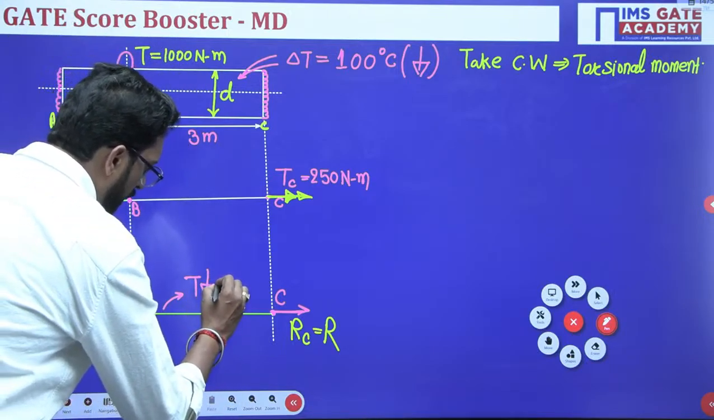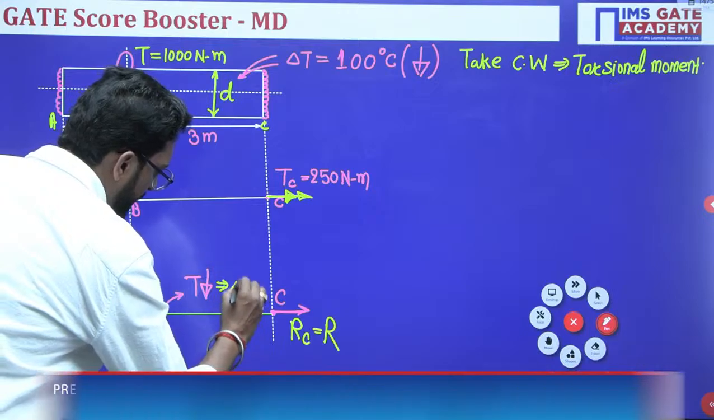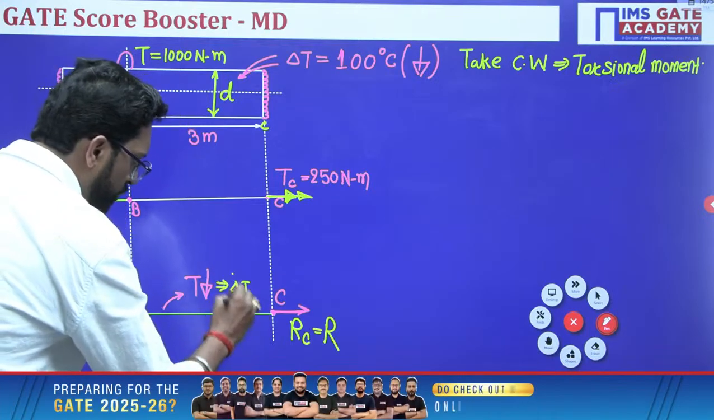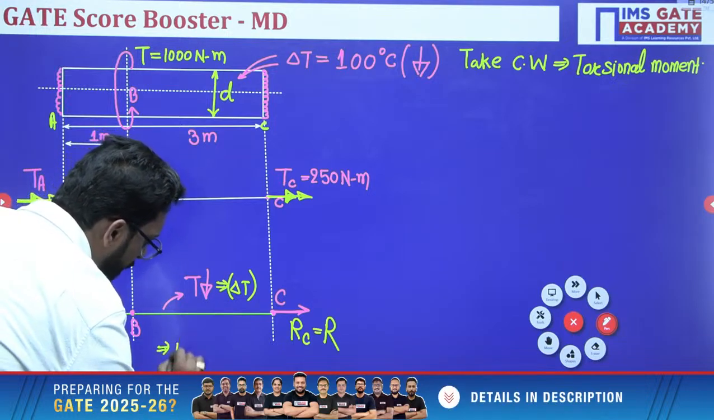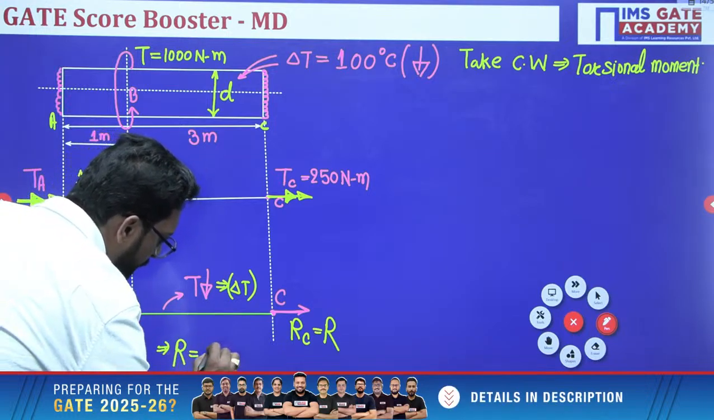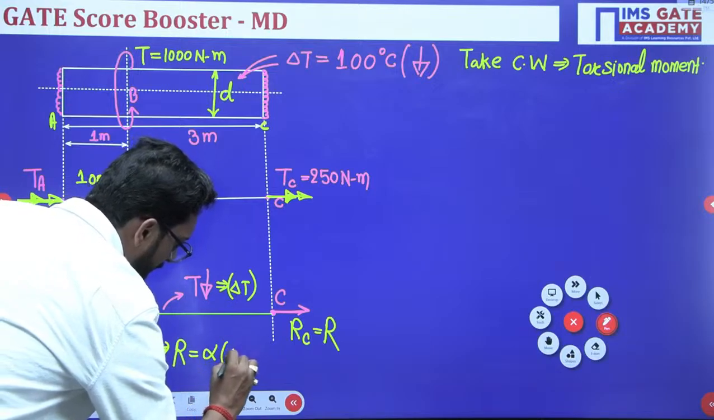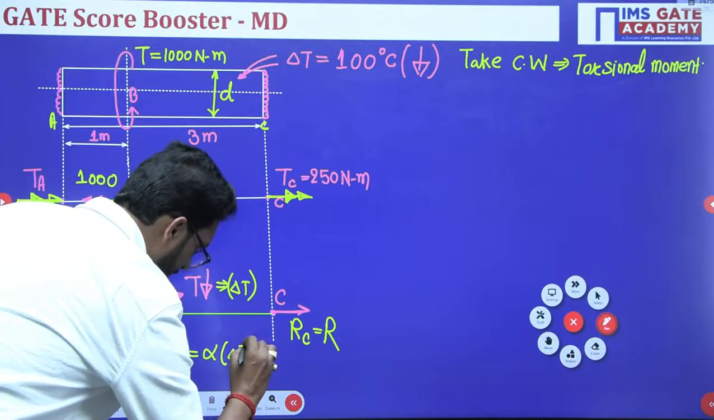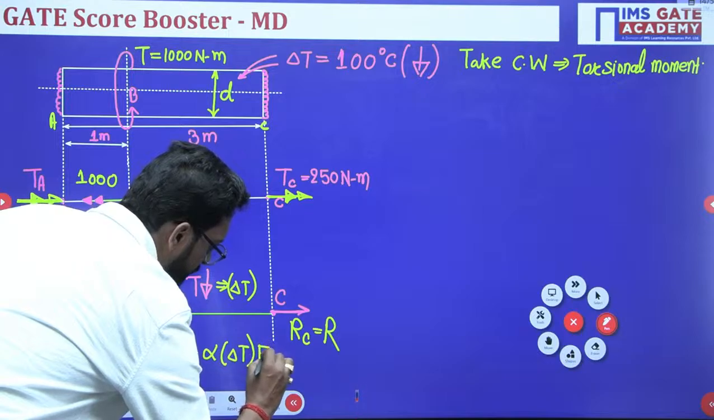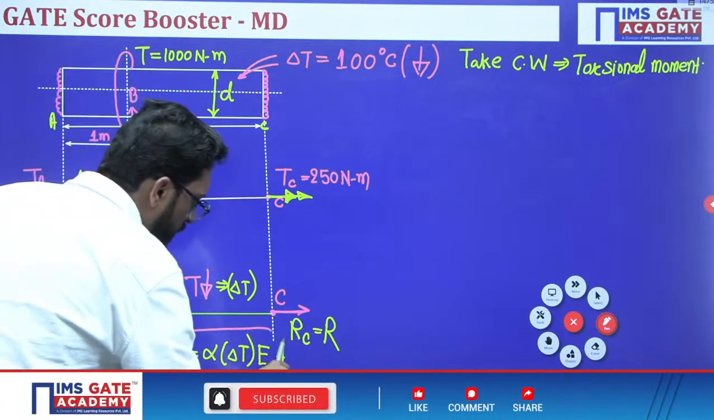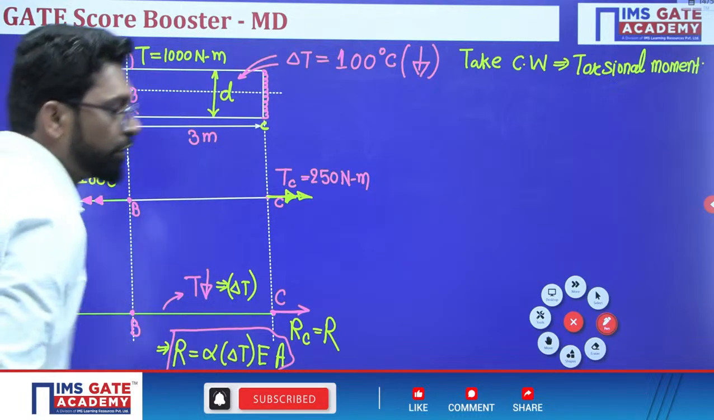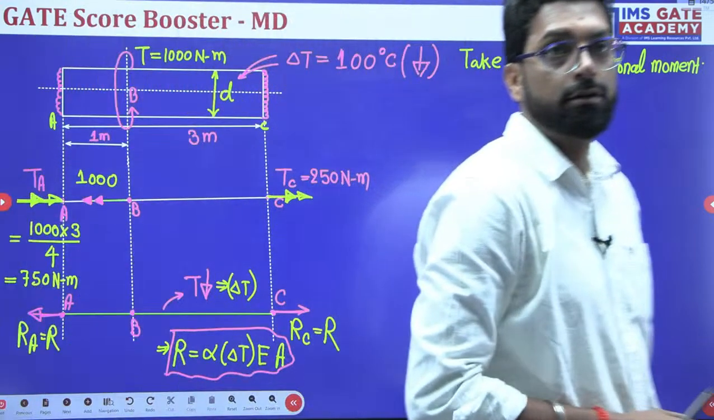So, how much is the reduced temperature? Delta T. Delta T is the reduced temperature. So, how do we calculate this reaction R, the force R, due to the temperature difference? R equals alpha delta T into E, Young's modulus, into A, the cross-sectional area. This is the thermal load.